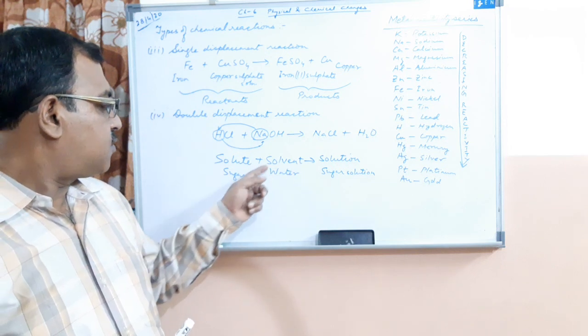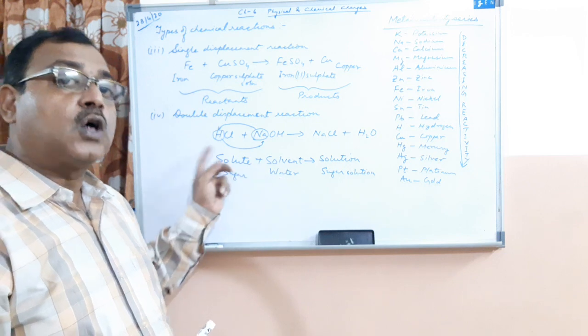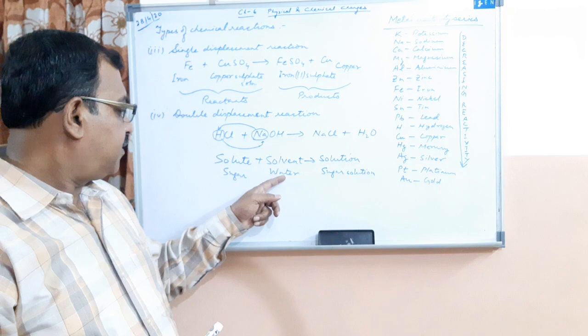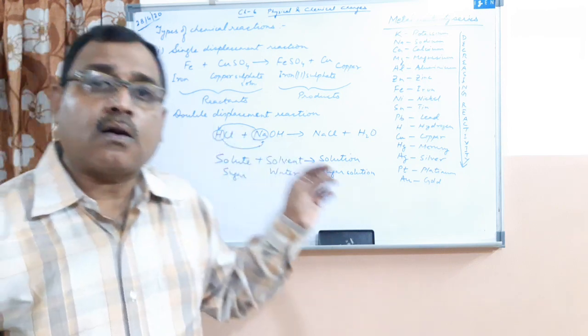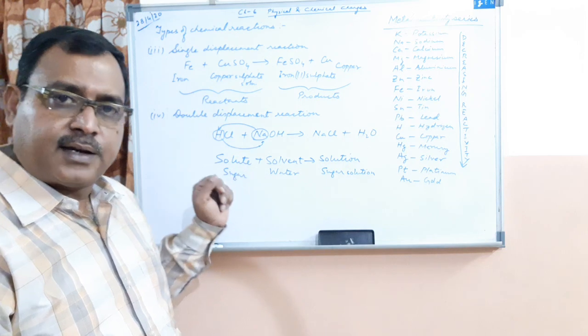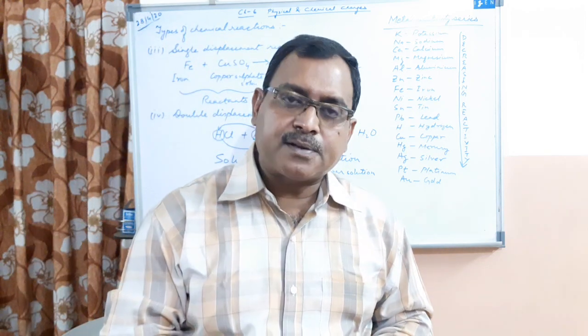So the substance which is in more quantity, or which is dissolving the other one, that is called as the solvent, and the substance which is getting dissolved, that is called as the solute. Right? So children, that is all in this chapter.